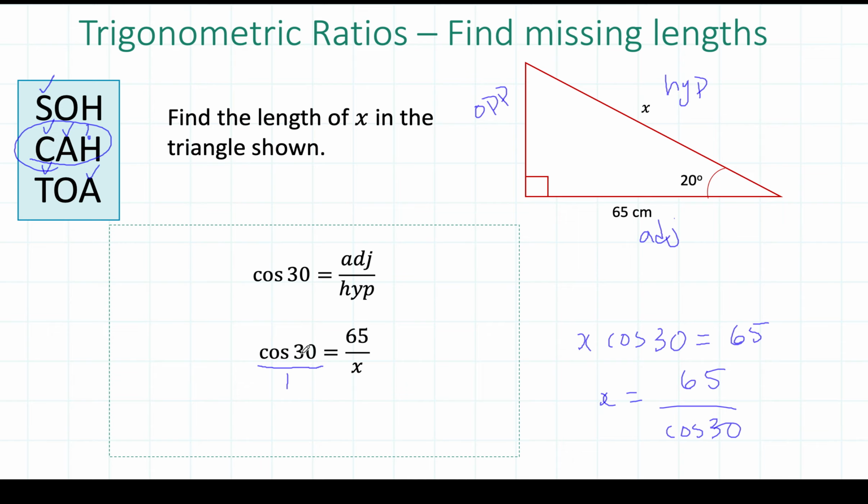That's one way to do it, or you can, if in an exam, just say, oh, swap the cos 30 with the x. So that's why you get 65 divided by cos 30, and that's equal to 75. Make sure whenever you're doing these that your calculator is set to degrees, unless you're dealing with radians.